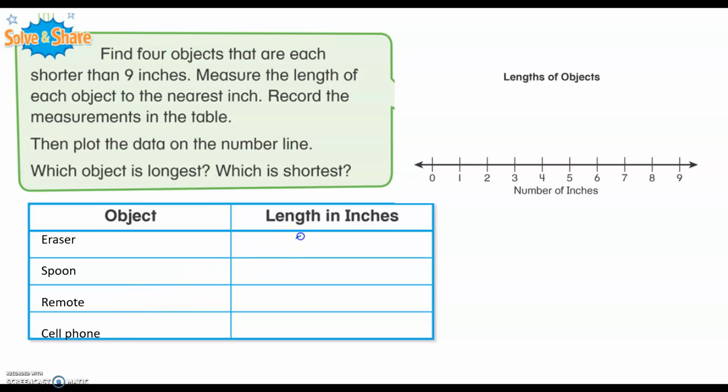I measured my eraser and it was 2 inches. I measured a spoon and it was 5 inches. I measured the remote for my TV and it was also 5 inches. I did round some of these a little bit. And then I measured my cell phone and it was 4 inches. So I collected all my data and now I'm ready to turn it into a line plot.